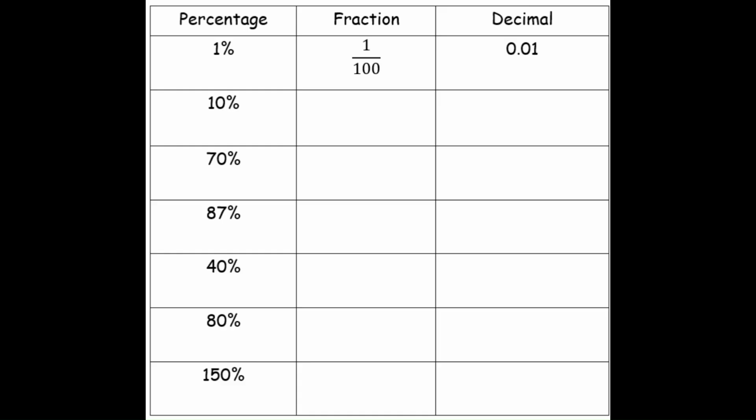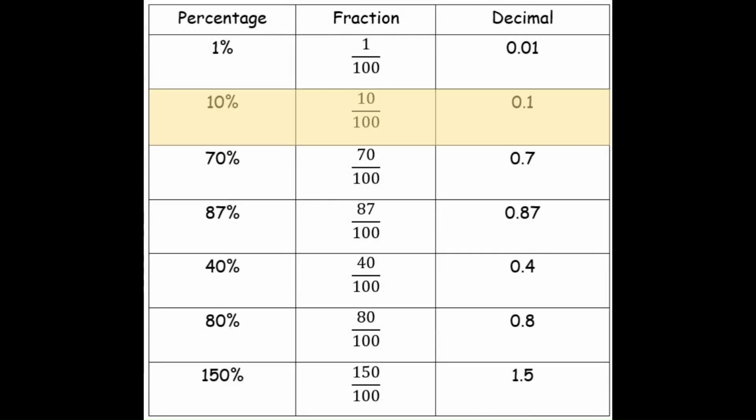So here are the answers. 10%, 10 becomes the numerator over 100, 10 hundredths are equal to 0.1, as 10 divided by 100 is 0.1. 70%, you use 70 as the numerator over 100, 70 hundredths becomes 0.7, as 70 divided by 100 is equal to 0.7. 87%, you use as the numerator 87 hundredths, the decimal becomes 0.87. 40%, the fraction is 40 hundredths and the decimal is 0.4. 80%, the fraction is 80 hundredths and the decimal is 0.8.